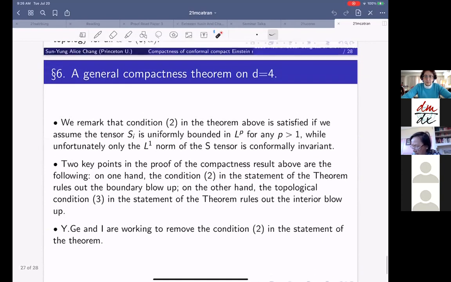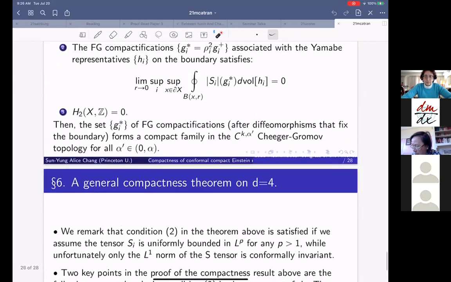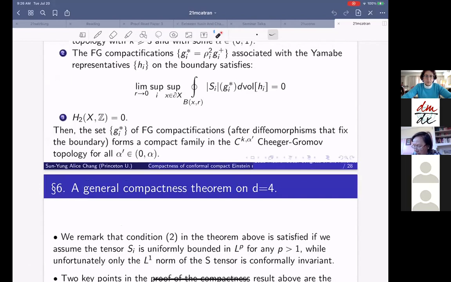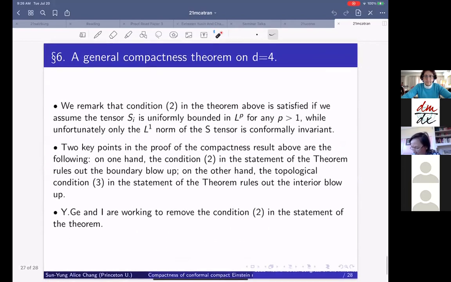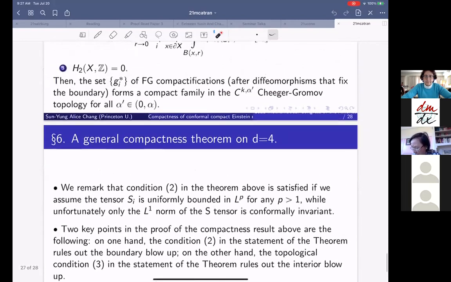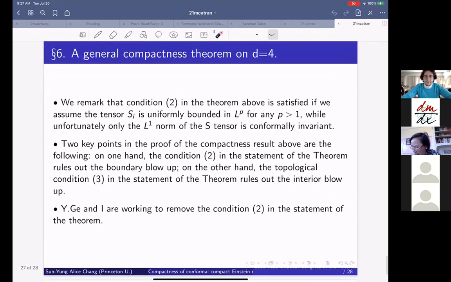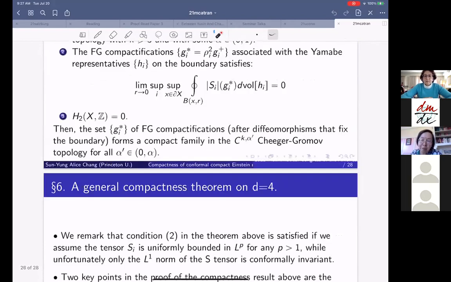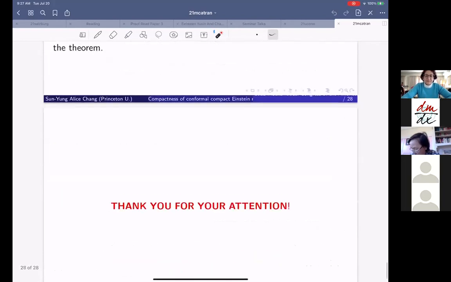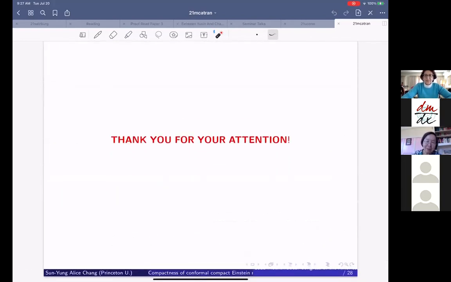Condition two is to prevent boundary blow up. Condition three is to prevent interior blow up of the sequence. My final remark is that my co-author Yuxin Ge and I are working hard to remove the second condition or replace it by the condition of S in L1. So this is an ongoing project, and I thank you very much for your attention. So that finishes my talk.